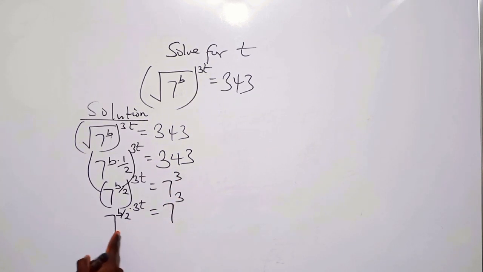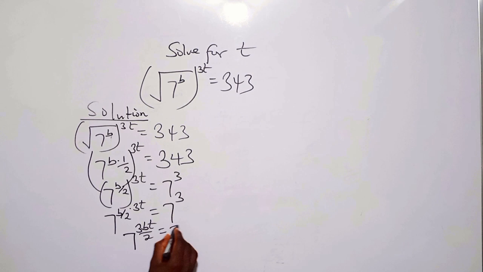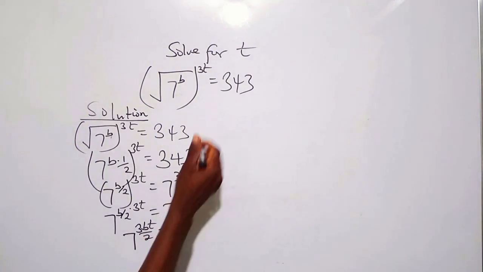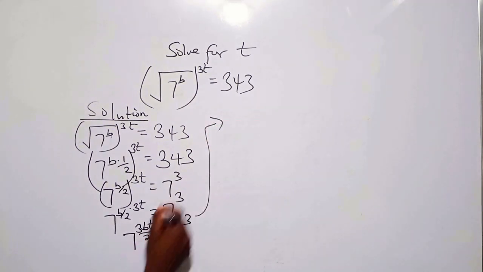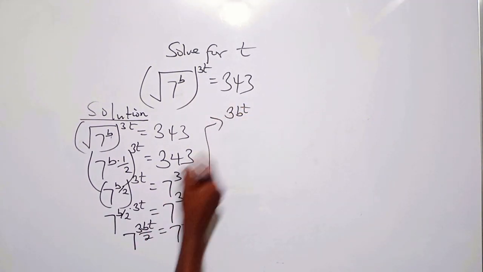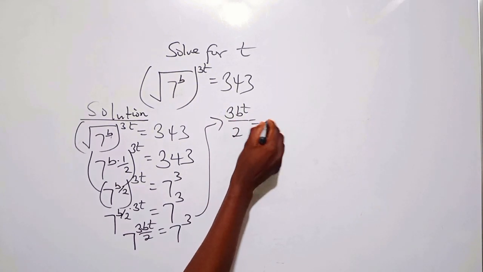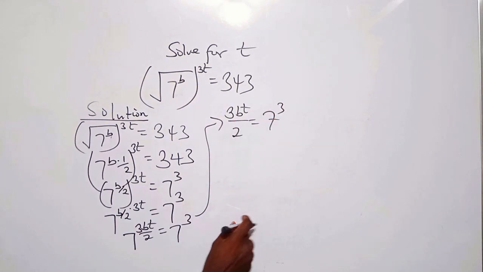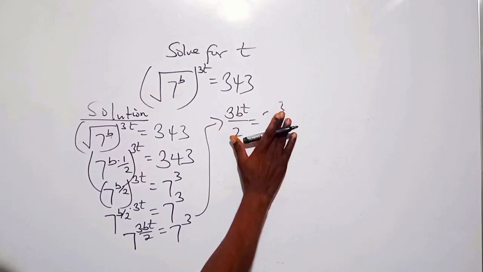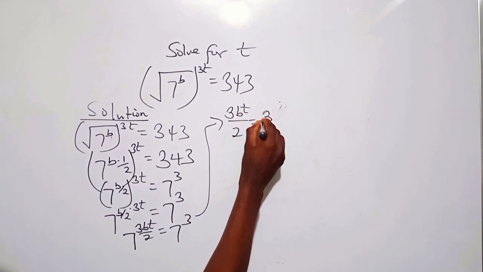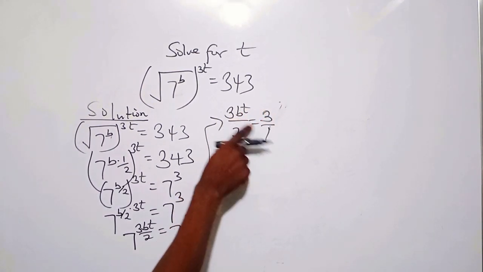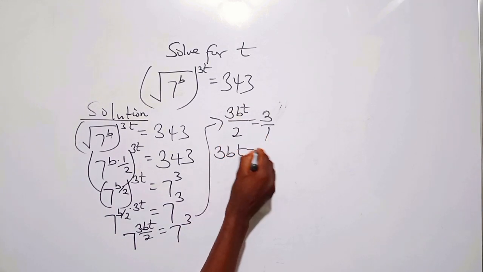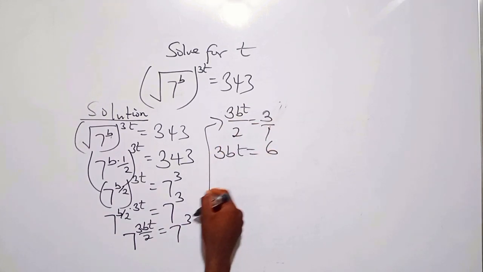equals 7 to the power 3. Here we have the base 7. When we multiply this with this, we have 3bt over 2 equals 7 to the power 3. So at this point, we have the same base, so we can equate the exponents. So we have 3bt over 2 equals 3. So from here, we have this over 1. When we cross multiply, we have 3bt equals 2 times 3 is 6.